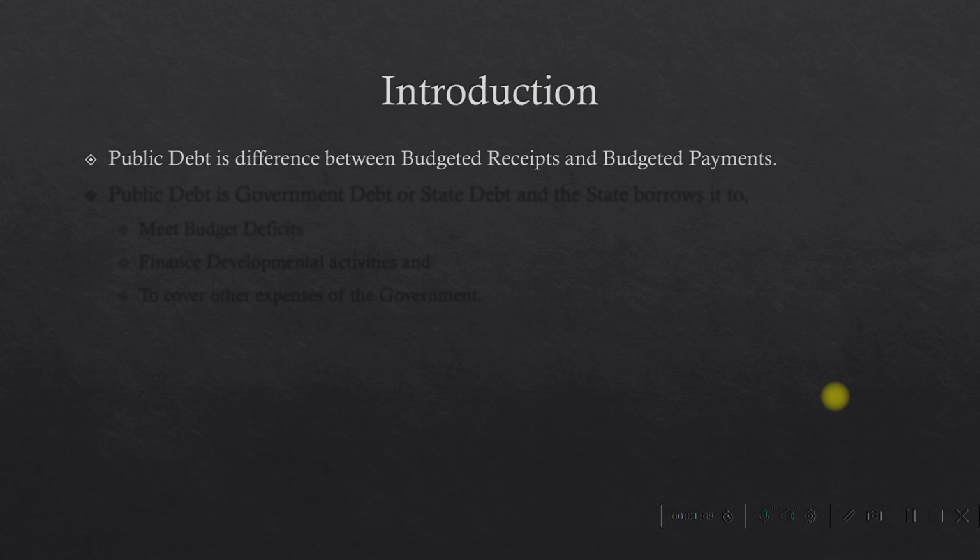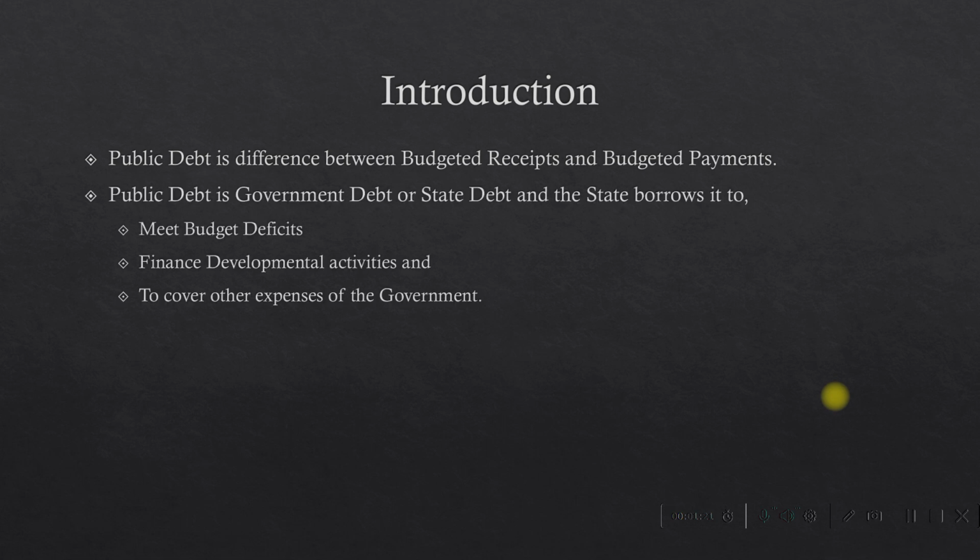There are pressing significances when one thinks about public debt and the consequences, mainly on the production activities and the distribution activities of a country. So this public debt is government debt or state debt, and the state borrows it to meet budget deficits, to finance developmental activities, and to cover other expenses of the government.